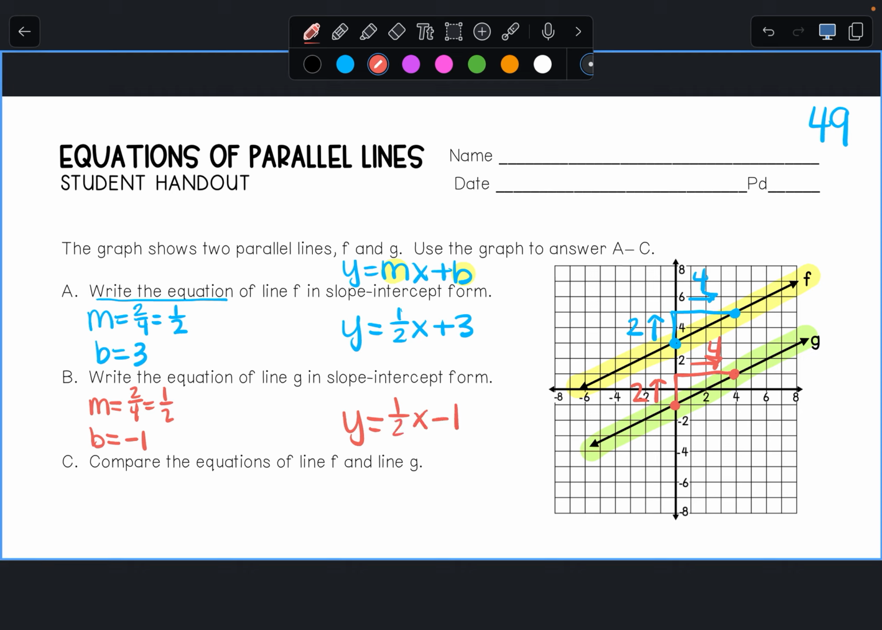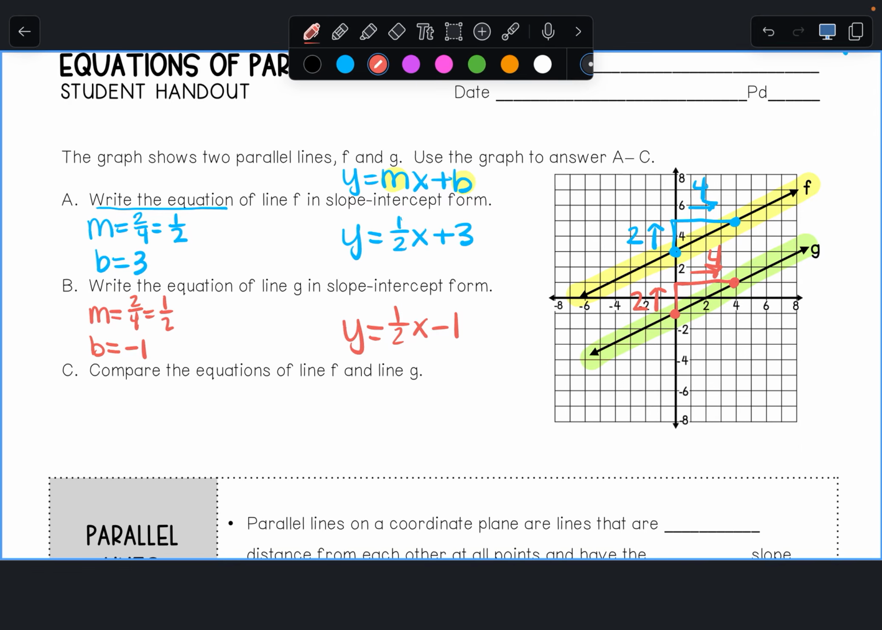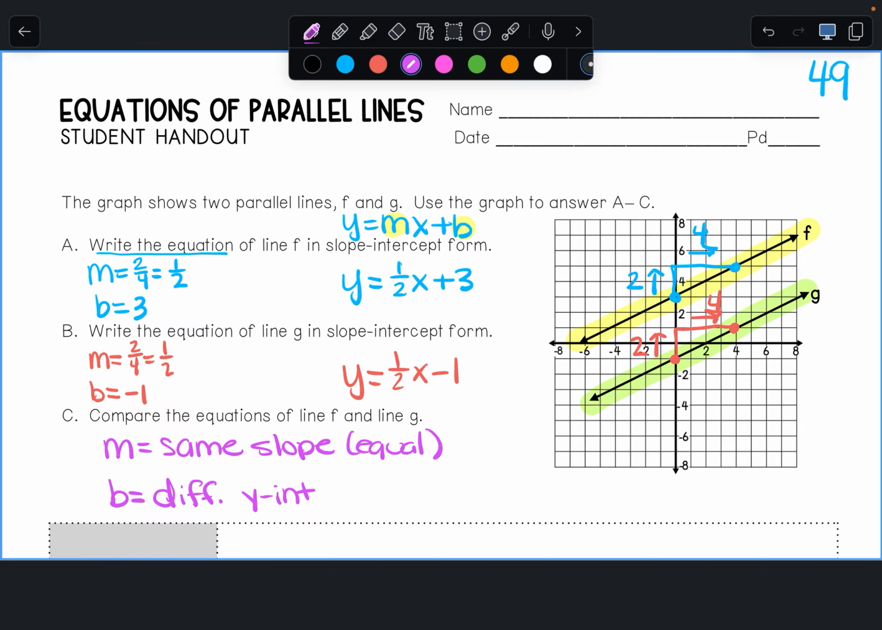It says compare the equations for lines F and line G. Well, let's compare the slopes. What do we notice about their slopes? They're equal. Okay. What about the y-intercept? Different. Different y-intercept. Okay. And that's going to be the main two pieces of information that you need to remember about parallel lines. They do not touch because they have the same slope.